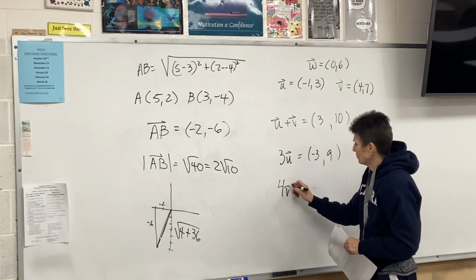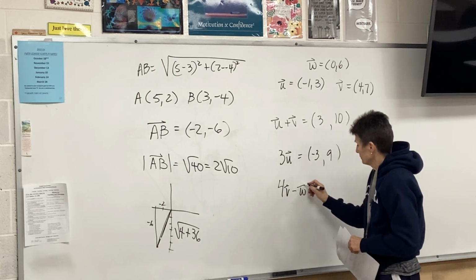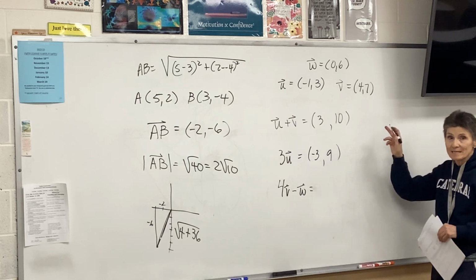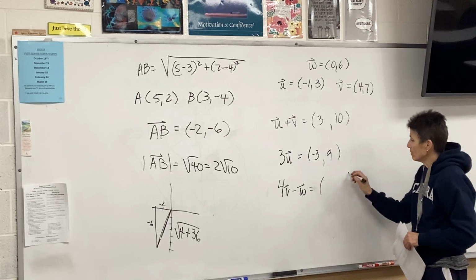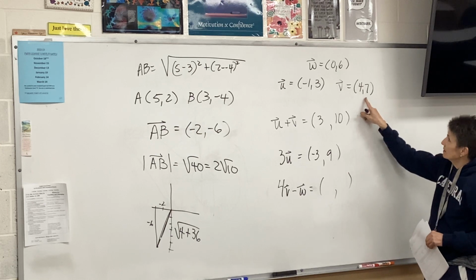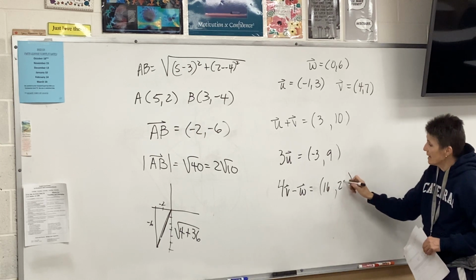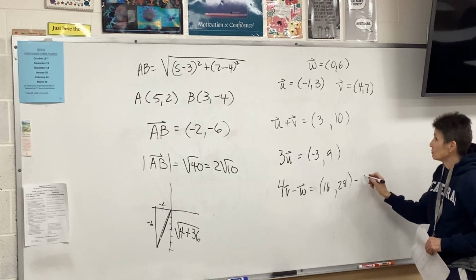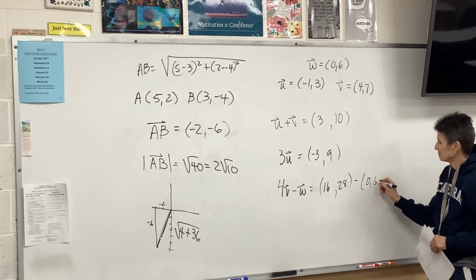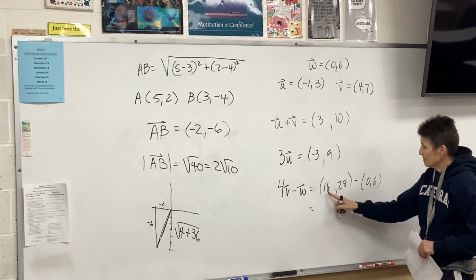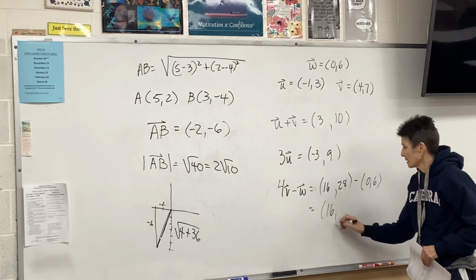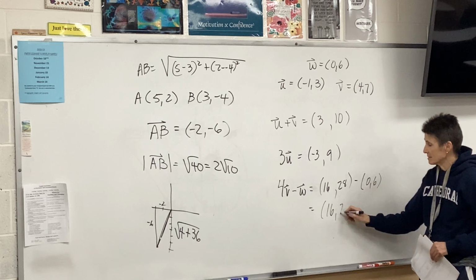4V minus W. Well, first of all, we've got to do 4V. So 4V would be 16, 28. And then we're going to subtract W. So that's going to be 16 minus 0 and 28 minus 6.